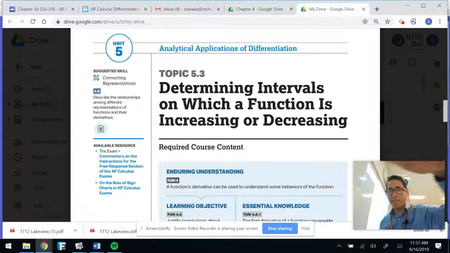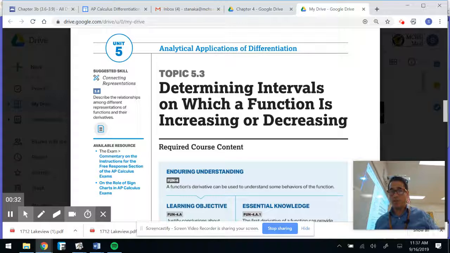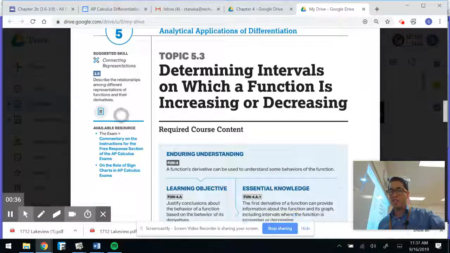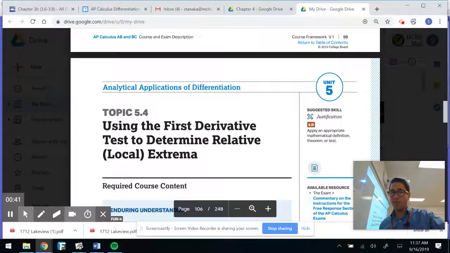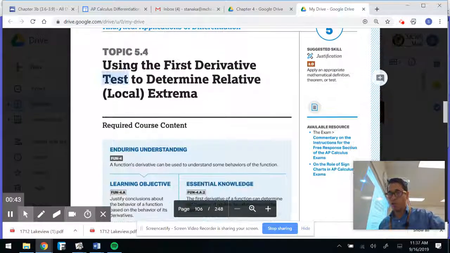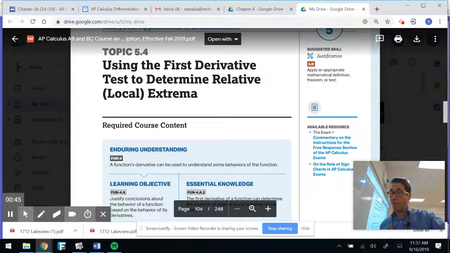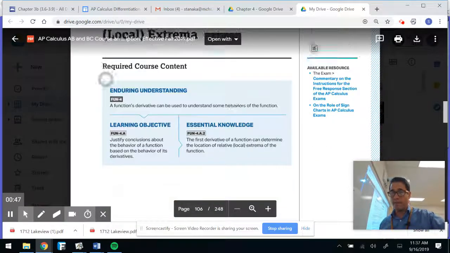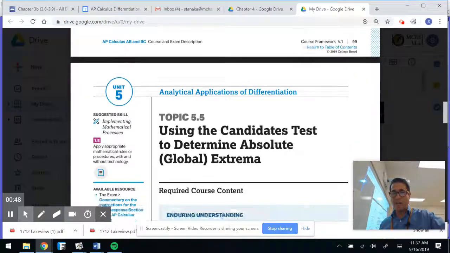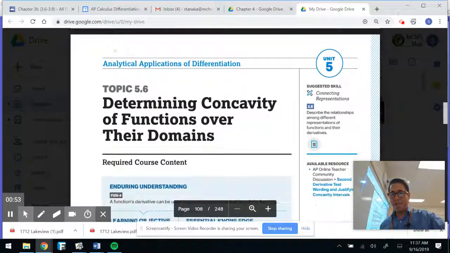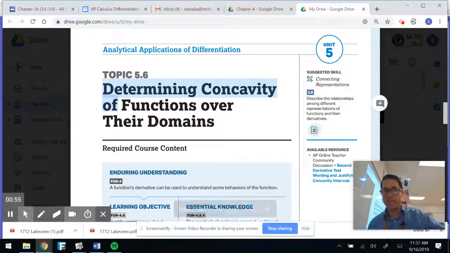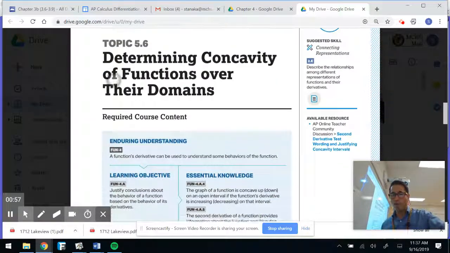In terms of the AP exam, we kind of do a couple of things here, okay? First would be topic 5.3, determining intervals on which a function is increasing or decreasing. We kind of have done that already. That helps us to find the extrema, which ones are mins, which ones are maxes. We have actually a first derivative and a second derivative test, which we're going to look at, which allows us to do things a little bit quicker. And then the main point of today will be determining concavity of functions over their domains.